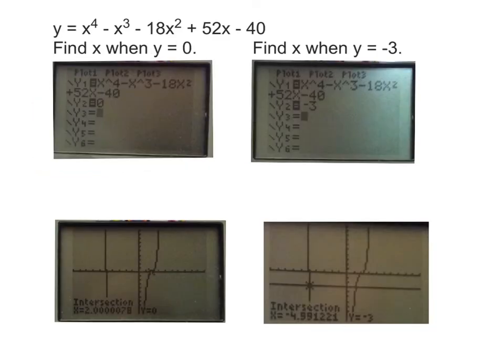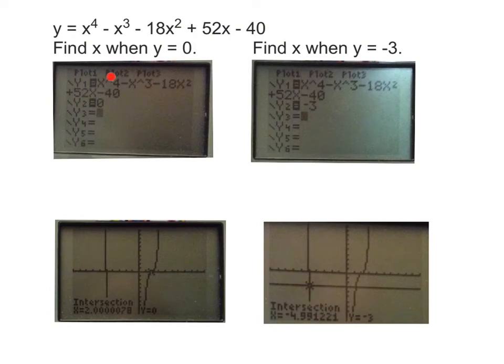Okay, so how do we find the solutions to an equation using our graphing calculator? Well, we use the same steps as we have in linear equations and quadratic equations, so it's really nothing new. The first thing we do is put our equation, let's use this example right here, which is a 4th degree polynomial, into y1, okay?